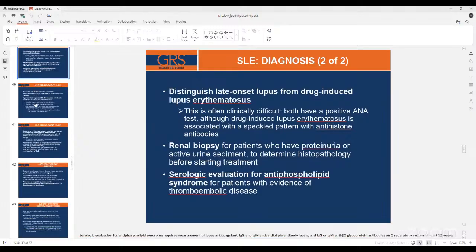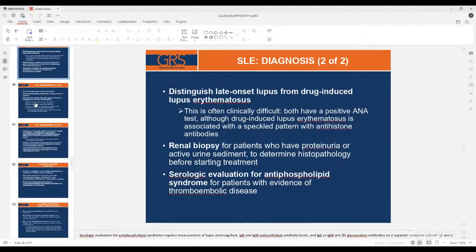So there is another trick in diagnosing SLE: distinguishing drug-induced SLE from late onset lupus. The most famous drug causing drug-induced SLE is hydralazine. It is quite difficult to distinguish late onset lupus from drug-induced SLE. It is often clinically difficult.